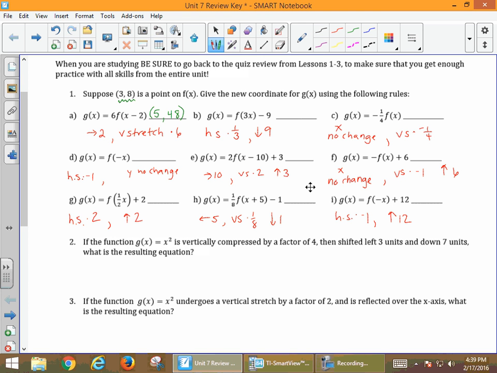For part B, it says for the horizontal stretch, so my x has to get multiplied by 1/3. So it was 3. 3 times 1/3 is 1. And 8, it says it's going down 9, so I'm going to subtract 9 from 8. 8 minus 9 is -1. For C, it says the x has no change, so I'm going to leave it 3. And the y value, it's a vertical stretch, so I have to take my y value and multiply by -1/4. 8 times -1/4 is -2.